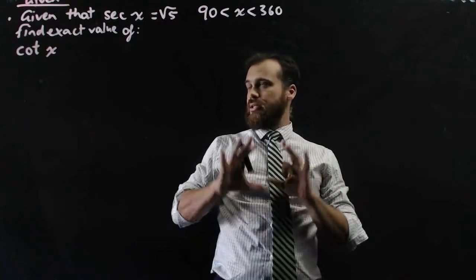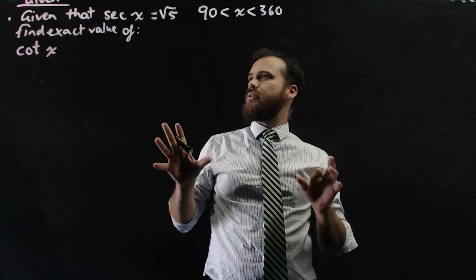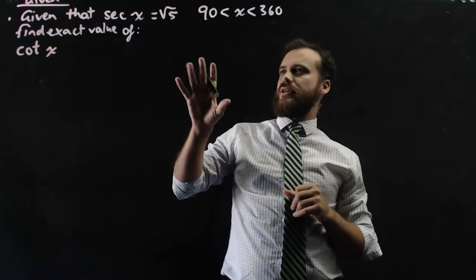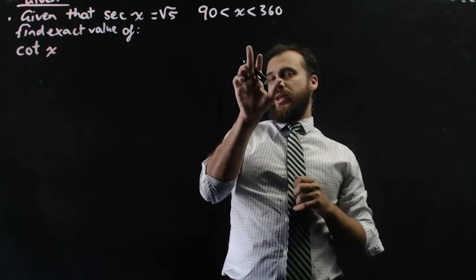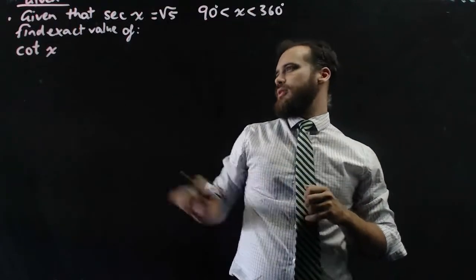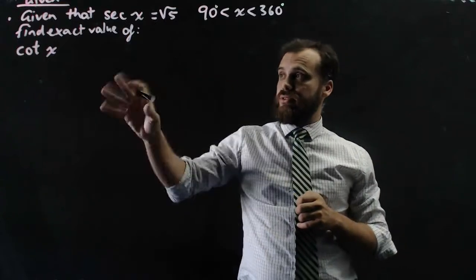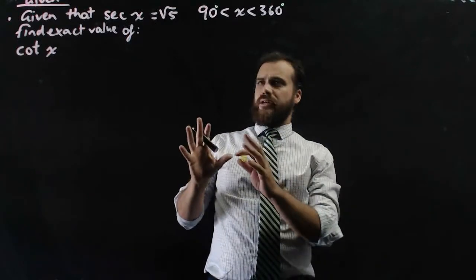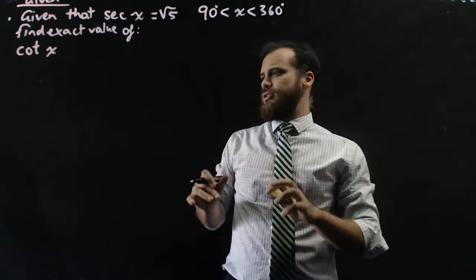Alright, so let's solve this question here. Given that sec x equals root 5, but when x is between 90 and 360 degrees, find the exact value of cot x. Okay, let's draw it first.